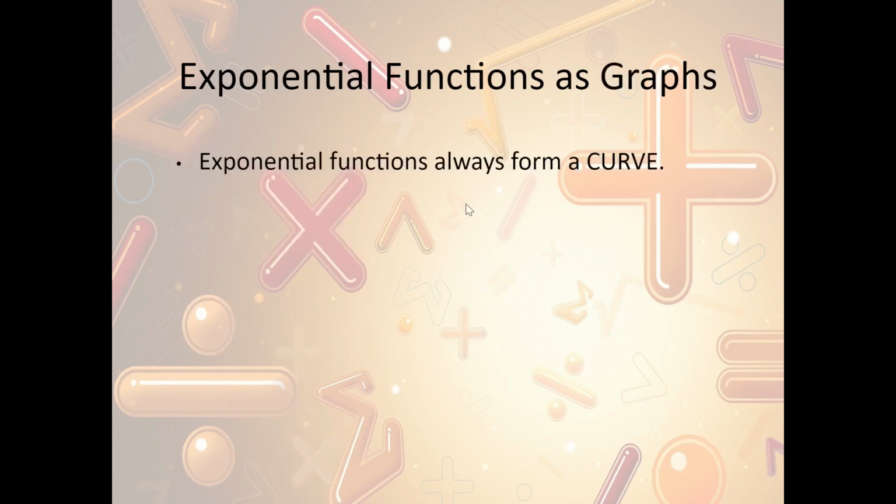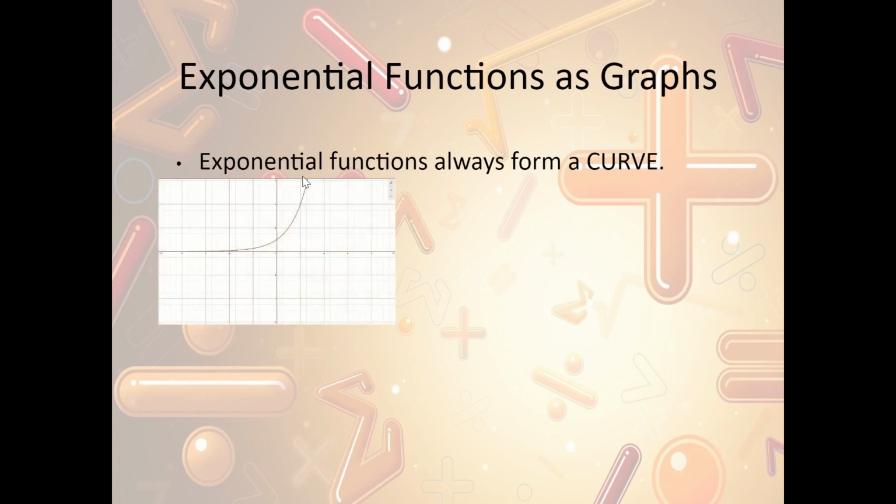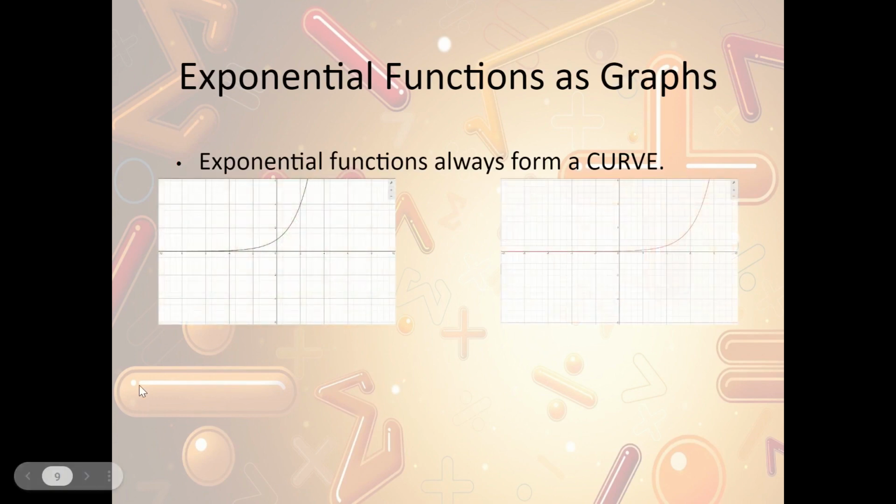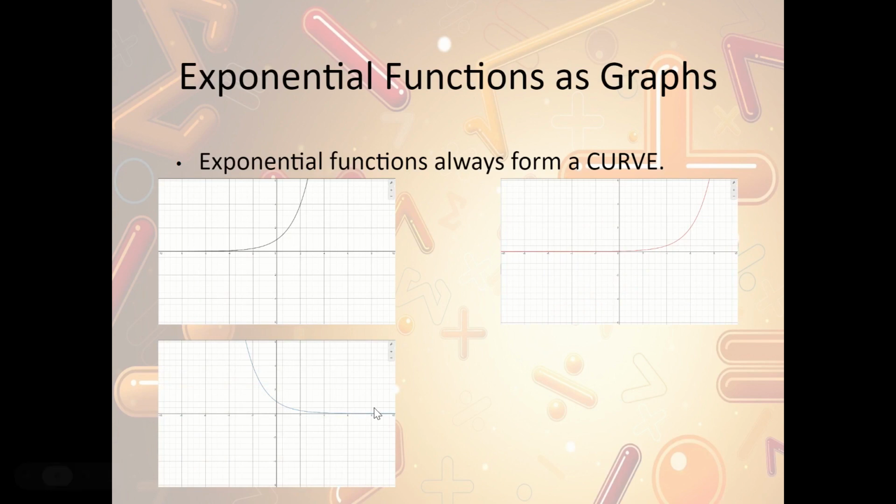Now, what do exponential functions look like as graphs? They always form a curve, a single curve. So, for instance, this is an exponential function. Even if I shift it over, it's still considered an exponential function. If I have it go downward, that's an exponential function. And if I have it go below the x-axis, still an exponential function. All of these are examples of exponential functions.